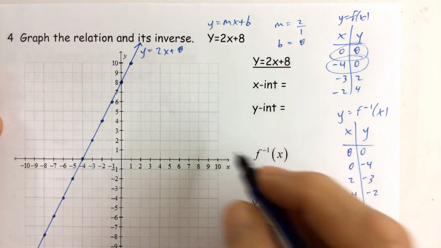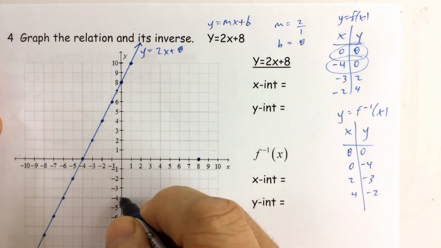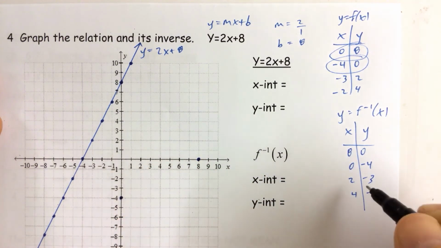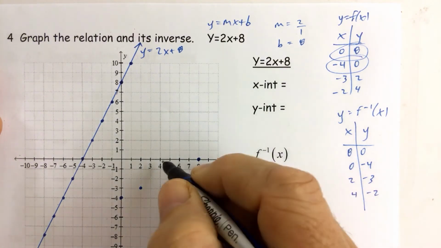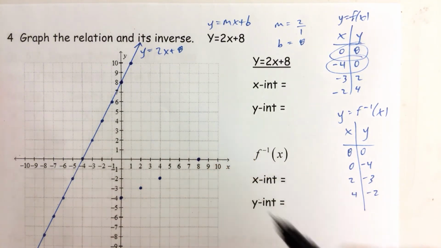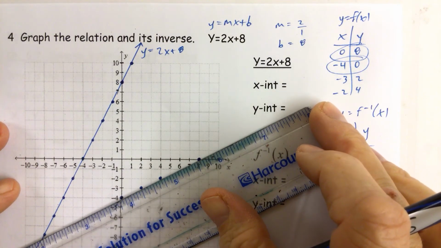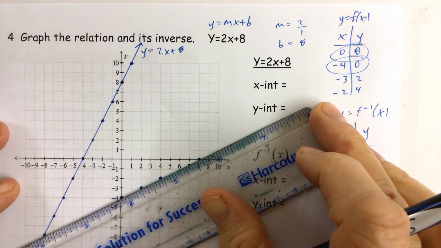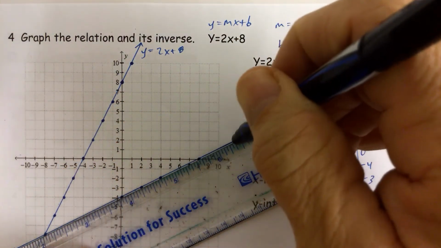So let's just plot these points. 8, 0, 0, negative 4. We're plotting the points on f inverse of x. 2, negative 3, 4, negative 2, and so on. I didn't choose as many points, but I think we get the idea.